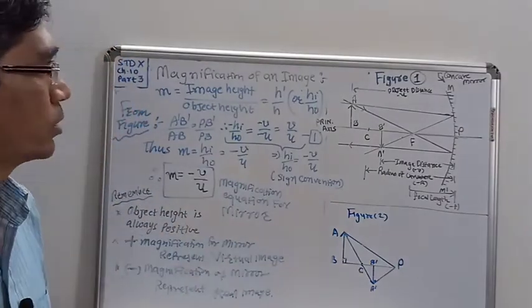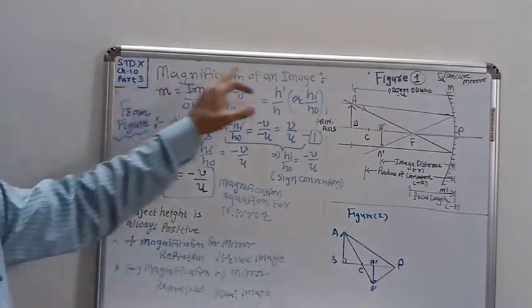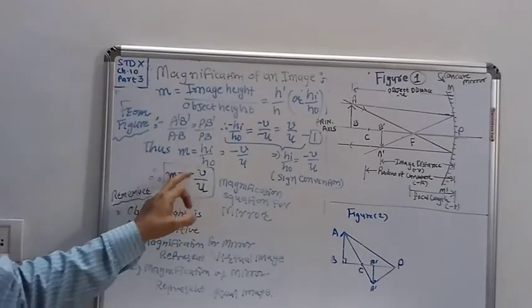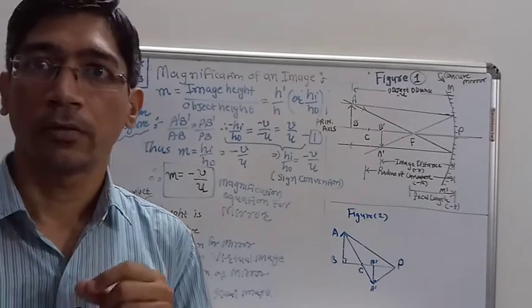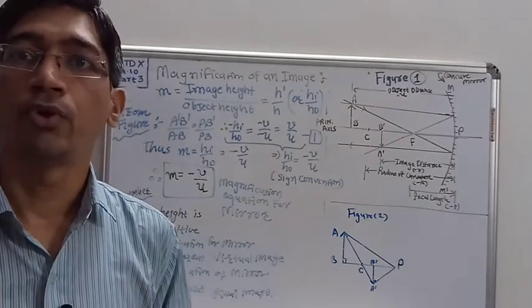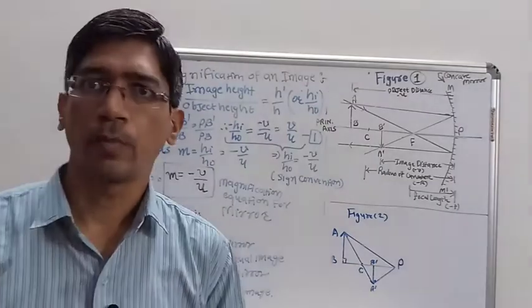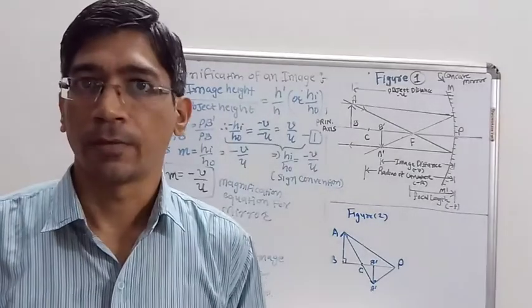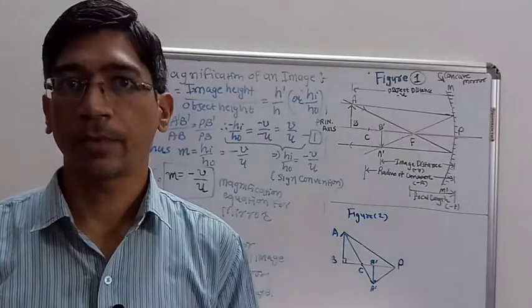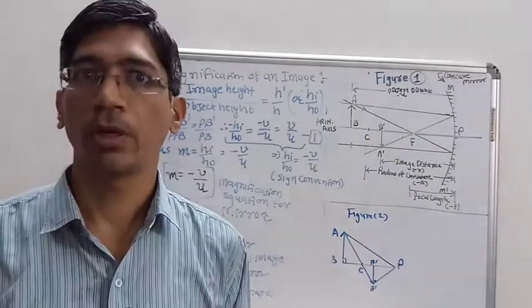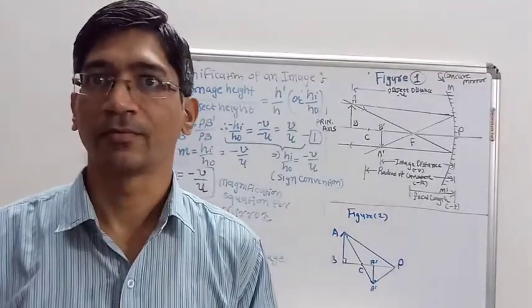So dear students, this is the magnification of the image. We get M equal to minus V upon U, and we have also learned the mirror formula 1 upon U plus 1 upon V is equal to 1 upon F in this session. Now in the next session we will solve examples based on the mirror formula and the magnification. Thank you.